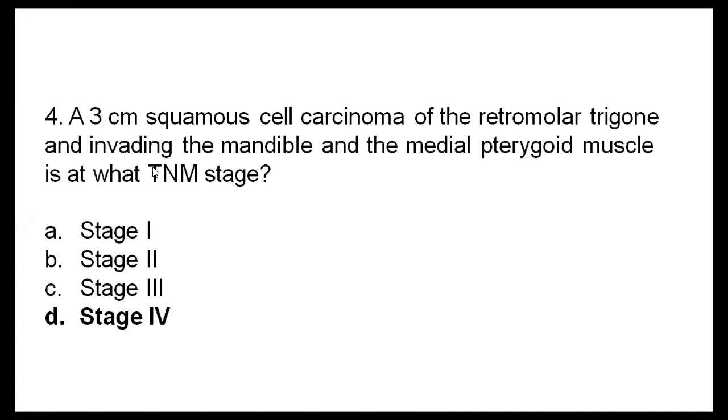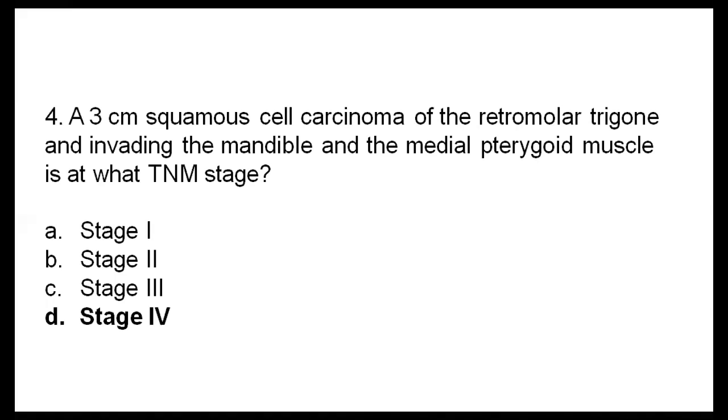If you look at the T staging, there is T1, T2, T3, and T4, with T4A and T4B. Let's remember T4. The numbers to be remembered are 2 and 4. T1 is less than 2 centimeter, T2 is 2 to 4 centimeter, T3 is more than 4 centimeter, and T4, like one of you said, is an invading type, larger than 4 centimeter and invading into either the mandible, the maxillary sinus, the adjoining muscles, or the skin. When it is invading one of these, it is called T4.